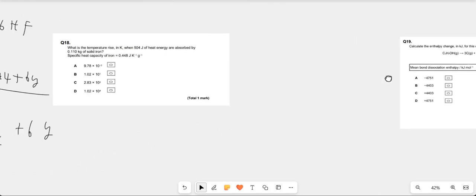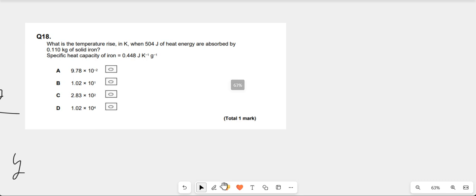Still loading. Alright, cool. It's minor, yeah. What is the temperature rise in K when 504 joules of heat energy is absorbed by that, yeah?